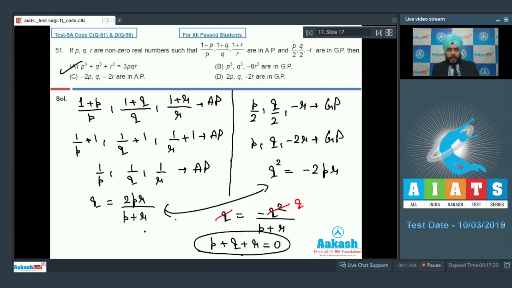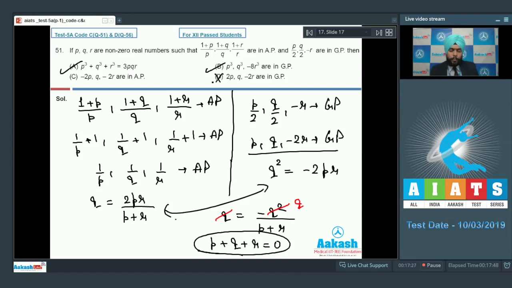Let us talk about option number B. I have written that P, Q, -2R are in GP. If we raise to the power 3 all of these numbers, definitely the next sequence will also be in GP. So option number B is correct. Then we can see that P, Q, -2R are in GP. So option number D is definitely wrong because 2P, Q, -2R cannot be in GP at the same time. Okay, so this is wrong.